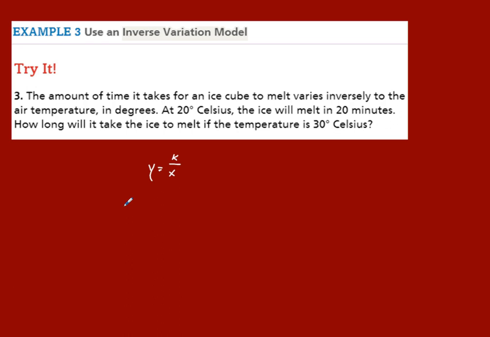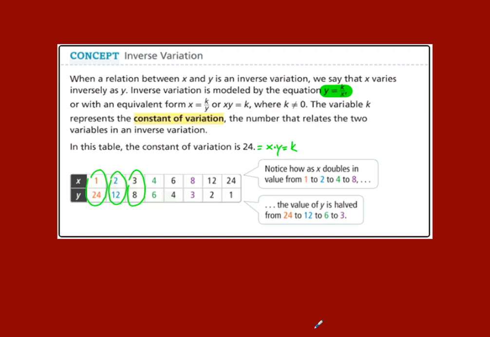So one thing we missed back here, well, I didn't miss it, I just didn't mention it, is you can rework this equation all different kinds of ways. Y equals k over x can become x equals k over y. You just multiply by x, divide by y. Or x times y equals k.